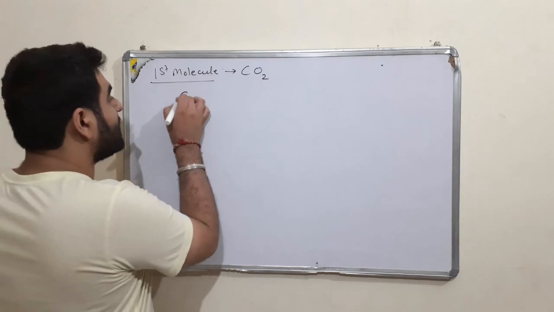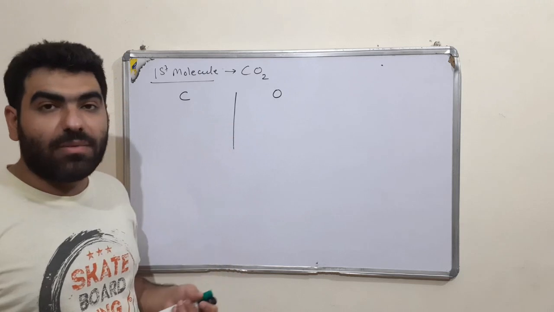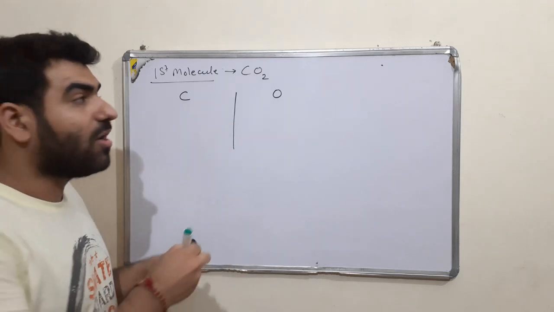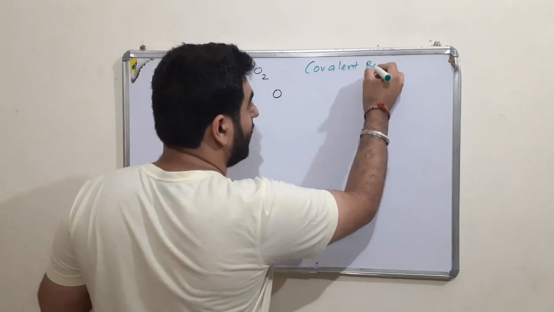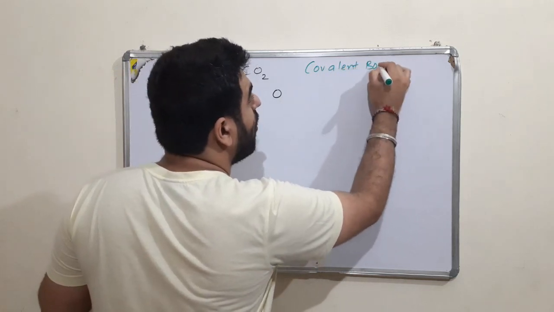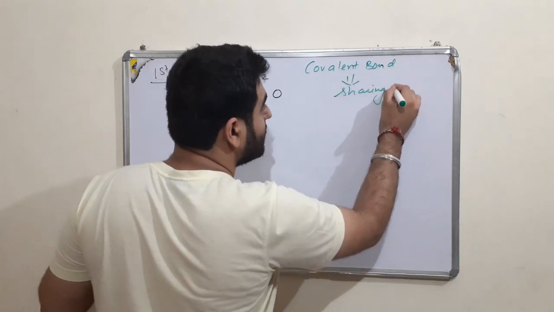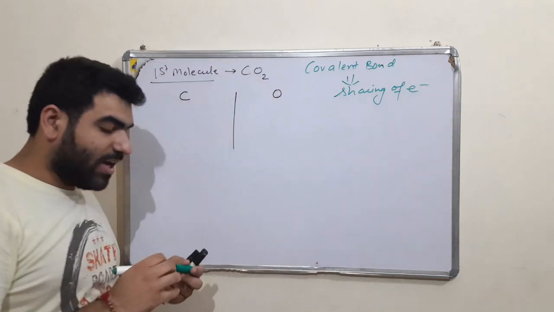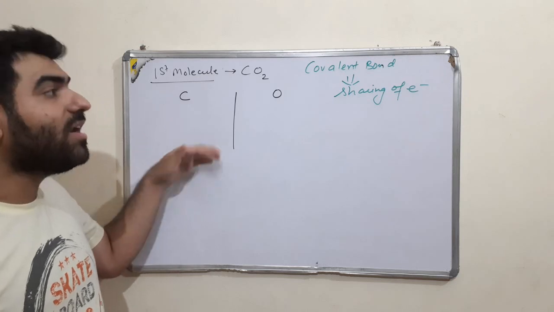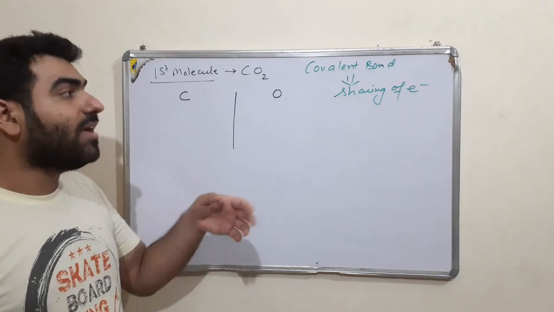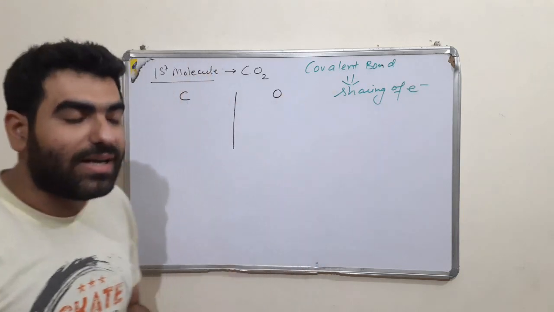So here the two elements are carbon and oxygen, and we know both of them are non-metals, so they will lead to the formation of a covalent bond. The covalent bond is formed by sharing of electrons, because neither of them wants to lose an electron. Transfer of electrons is not possible, that is why sharing of electrons will take place.